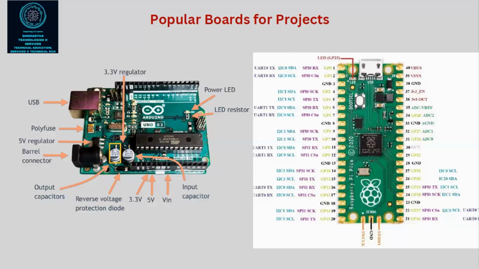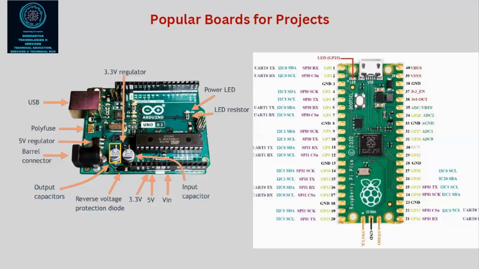It operates on 5 volts. The input supply to the barrel connector, we can give from 6 volts up to 20 volts. And the output, what we take from the digital pins, we can go up to 40 milliamps current only. So these are the facilities. Accordingly, you have to decide which board you have to go for.